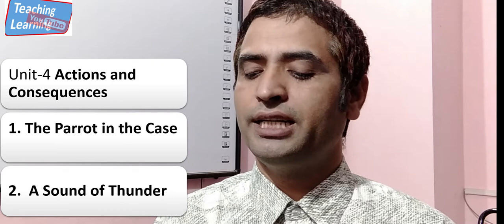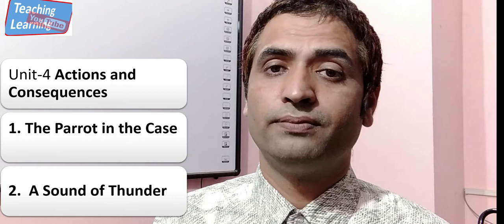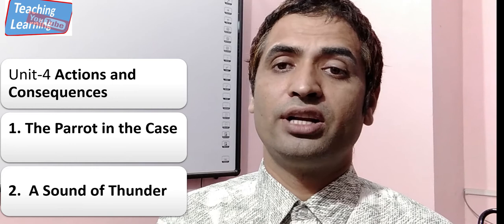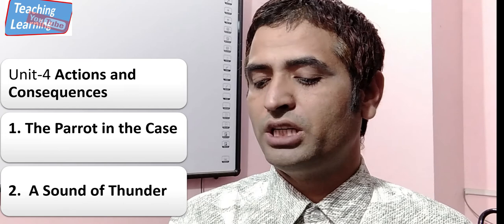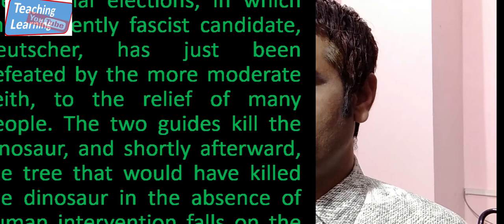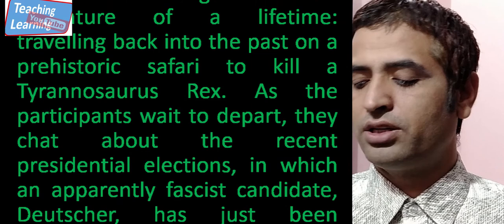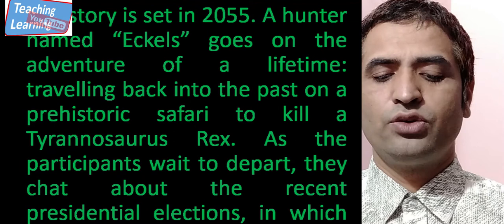So the title is A Sound of Thunder. You know, thunder, when there is thunder in the summer season, when there is raining, before that there is thunder, there is electricity in the sky. Assimilation. The story is set in 2055. A hunter named Eccles goes on the adventure of a lifetime, traveling back to the past on a prehistoric safari to kill a Tyrannosaurus Rex.